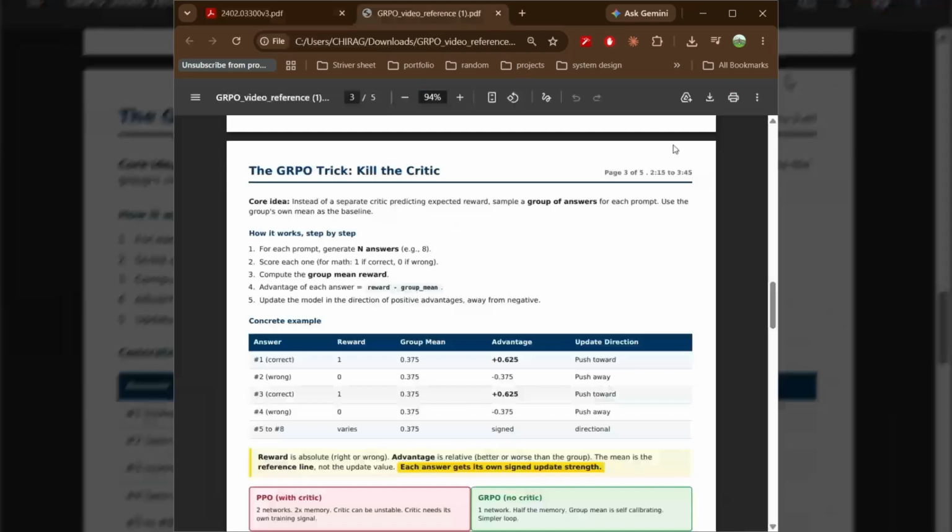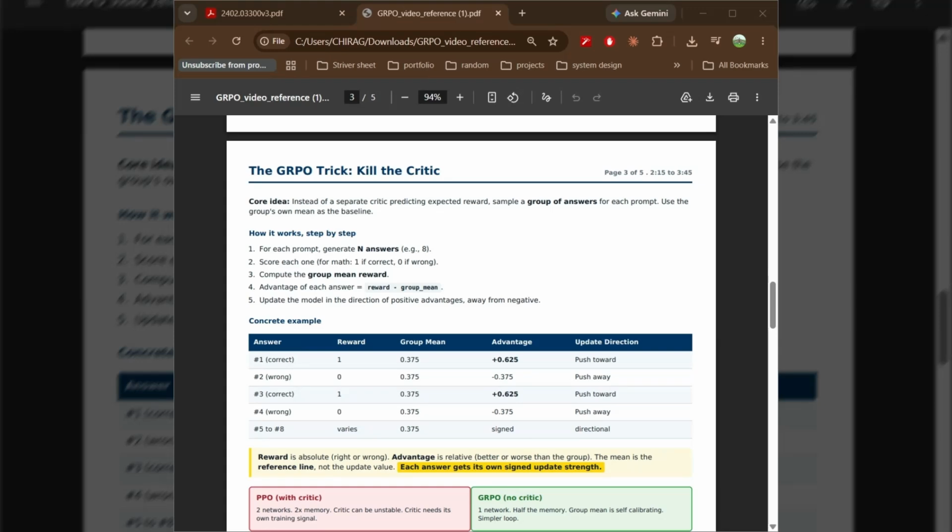So GRPO uses a group. What's the main concept behind this equation? What does GRPO calculate without a critic? It uses the group itself. For one prompt, instead of generating one answer, the model generates multiple answers, for example 8 answers. Then we score each answer. A correct answer gets 1, a wrong answer gets 0 in the case of maths. Now we calculate the group reward, and each answer's advantage is its reward minus the group reward. That's the whole trick.